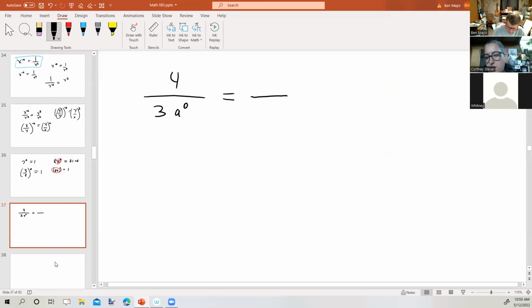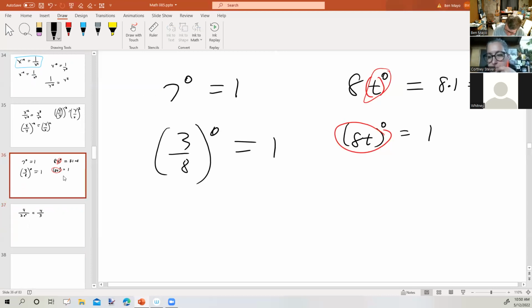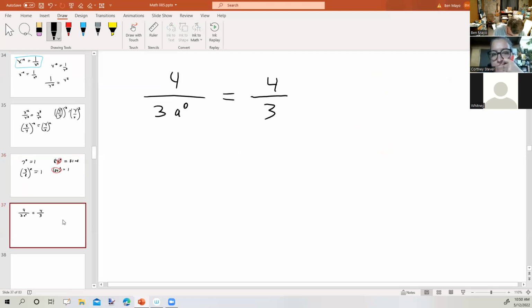What would the numerator be? 4. Careful. What would the denominator be? 3. Right, that's just like that previous example. So basically the 0 is only attached to the a, so this is 3 times 1, or 3. Excellent. Okay. What about this?